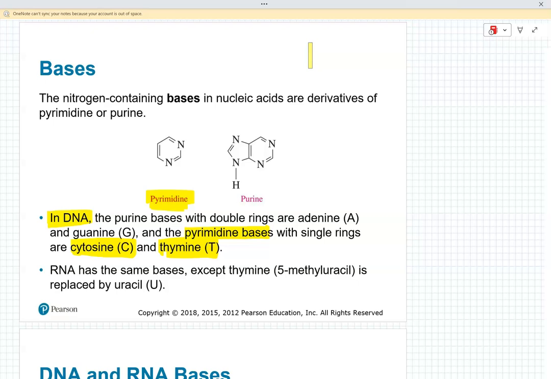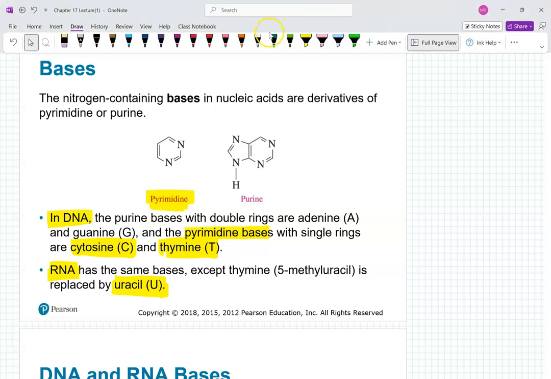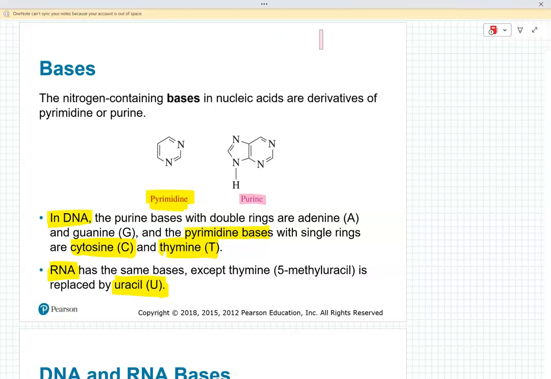As we mentioned, in the RNA, thymine is replaced by uracil. Now, what about purine bases? Purine bases in both DNA and RNA include adenine and guanine. Purine bases have 2 cycles fused together, the 5-member cycle and the 6-member cycle.